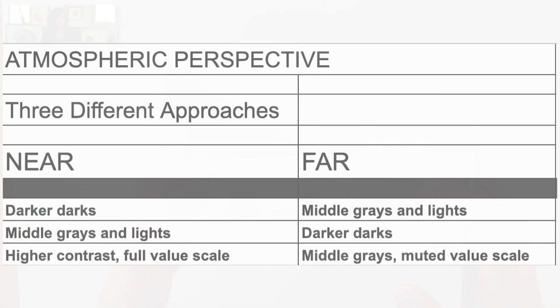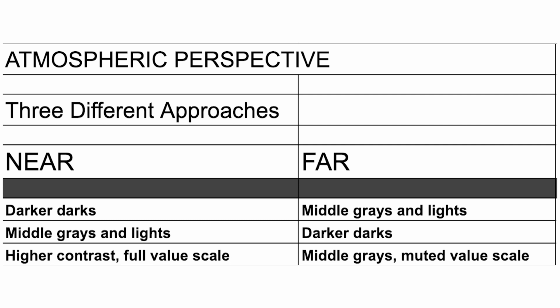So next I'm going to show you three different approaches for using atmospheric perspective in your black and white drawings. We can look at the near areas, the areas that are closest to our eye, and either make them darker darks, or we can make them middle grays and lights, or we can make them high contrast with the full value scale. And then our far areas will correspond to that.